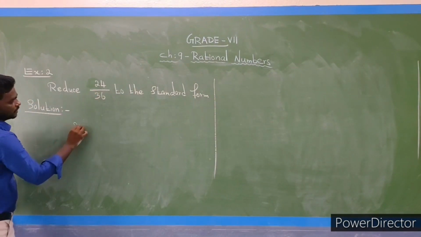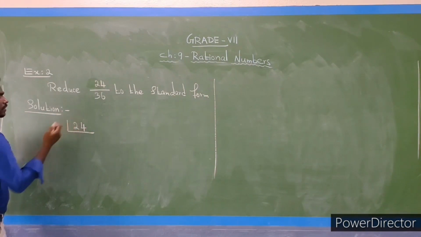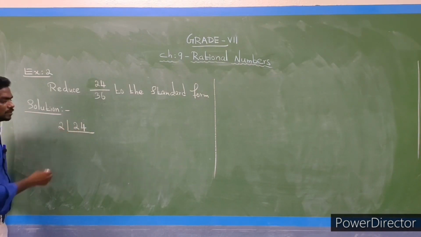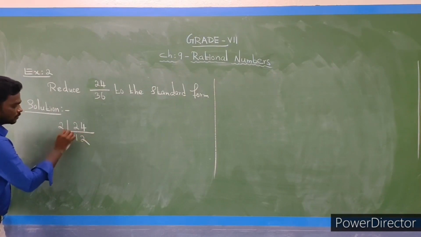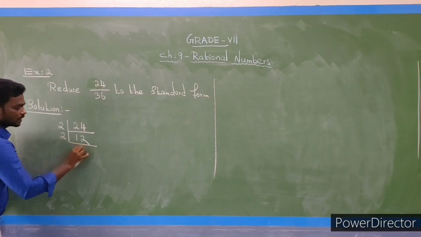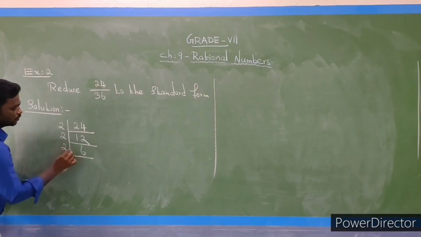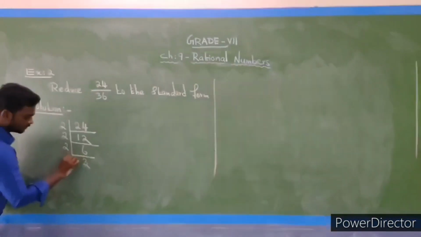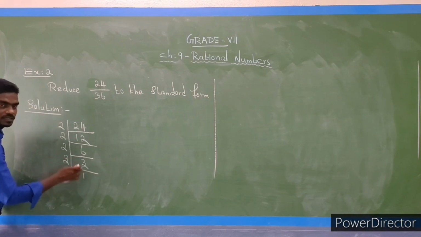So first, 24 can be expressed by prime factorization. 24 is divisible by 2. So 12 2s are 24. This 12 is also divisible by 2. Six 2s are 12. Next, 6 is divisible by 2. Three 2s are 6. 3 is divisible by the number 3. One 3 is 3.